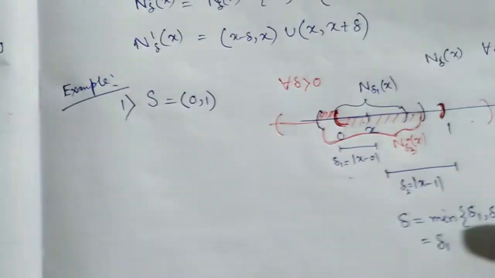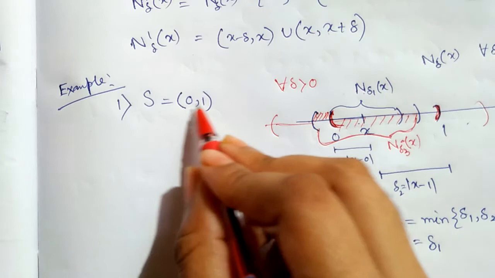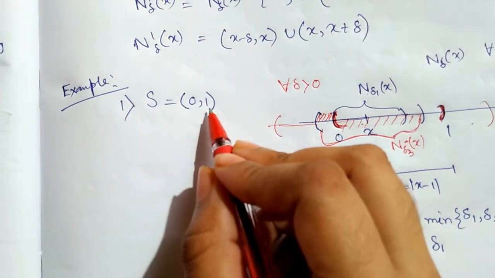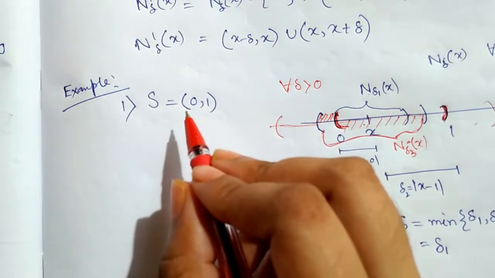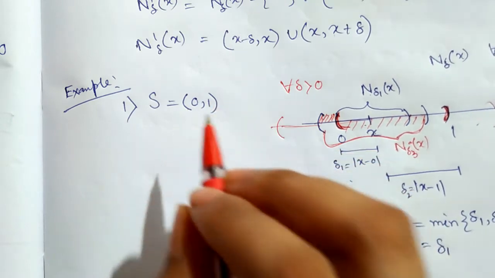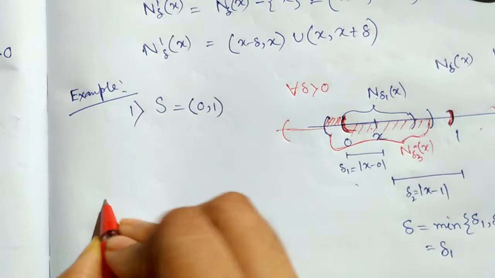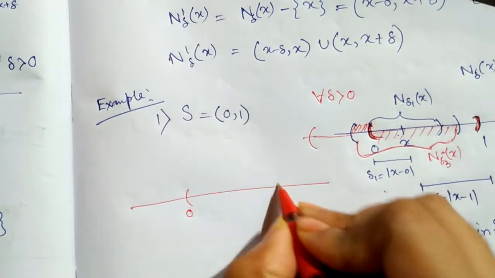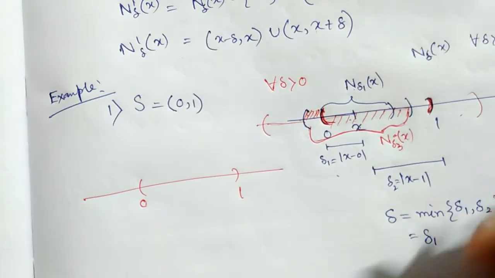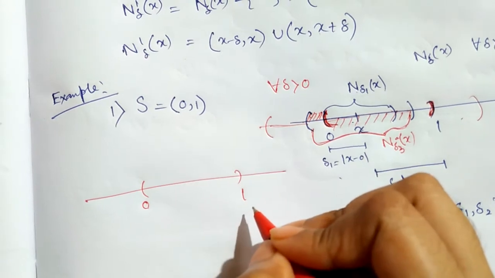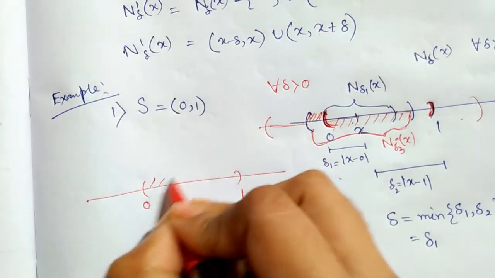Next, we check the two endpoints, that is 0 and 1. So are 0 and 1 limit points of S or not? This is our next checking. This is 0, this is 1. Now similarly, this is S.